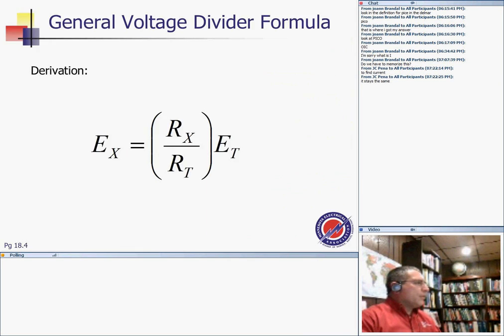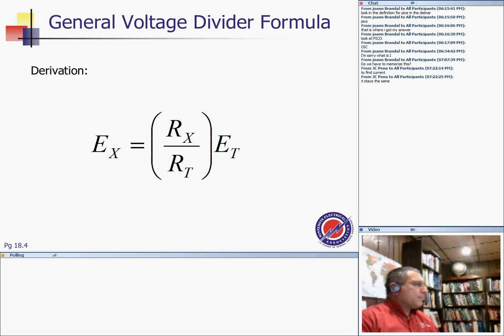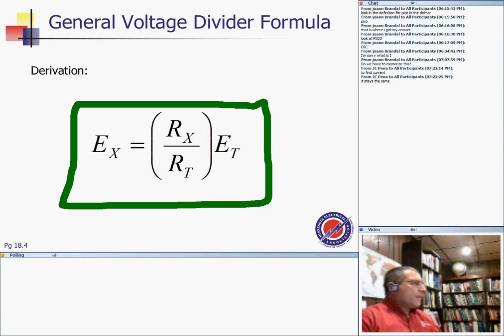This is my voltage divider. There are rules for the voltage divider, guys. This is one of them. In a voltage divider, if I want to find the voltage across one resistor X, it is equal to that resistor value divided by the total resistance, multiplied by the voltage.